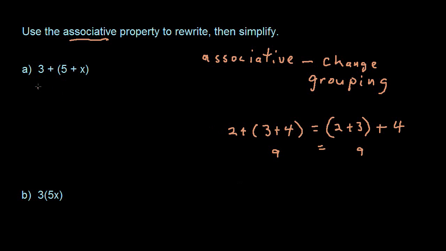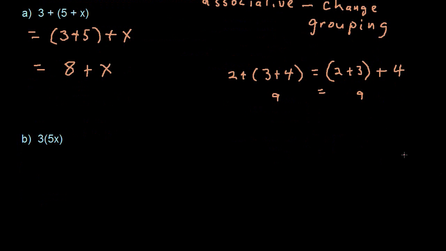And now in our problem, let's change the grouping, and let's write the 3 plus 5 in the parentheses, and then plus x. And now it asks us to simplify, so what is 3 plus 5? That's simply 8. 8 plus x, we added in the parentheses.